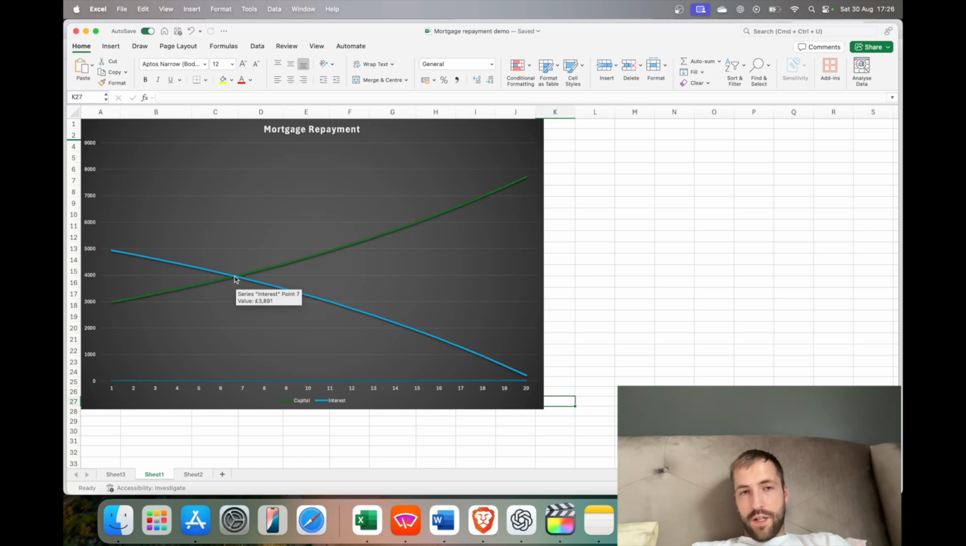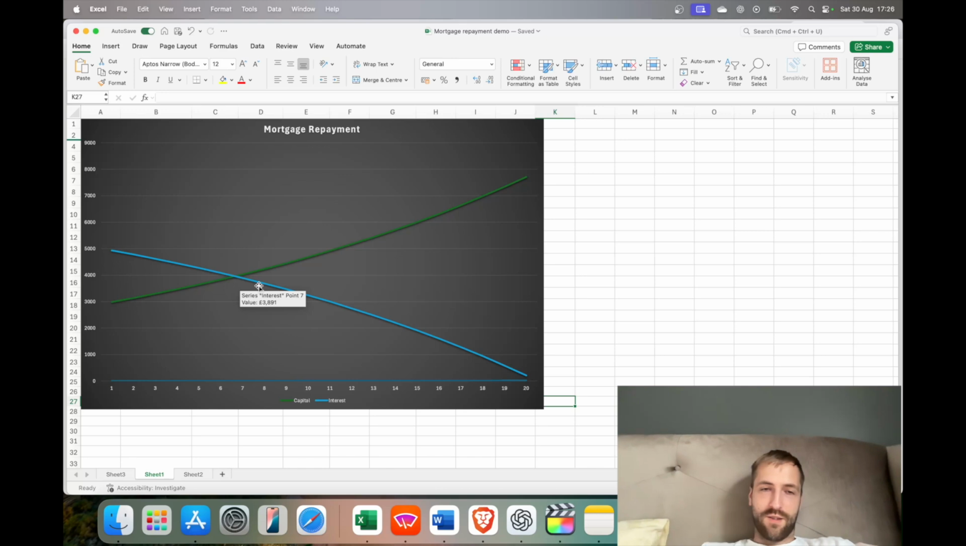And then after year 7, things go well for you, and you're paying more towards capital and less towards interest. So after year 7, more than half of what you're paying goes towards capital, and less than half goes towards interest. So that magic point really is here around year 7. That's what I've been trying to work out, and hopefully that gives you an idea as well.